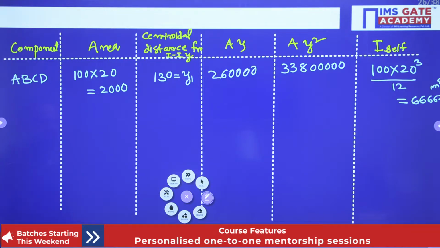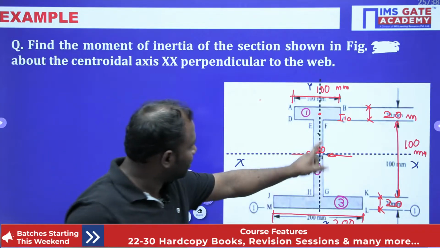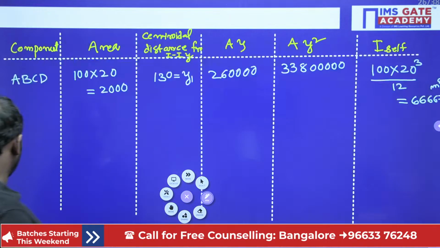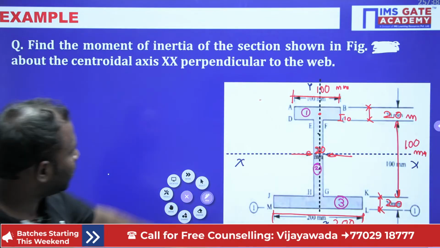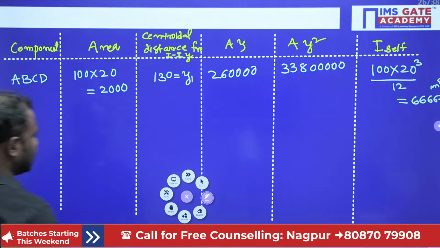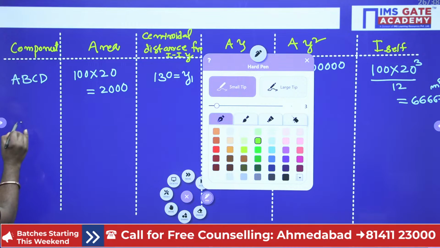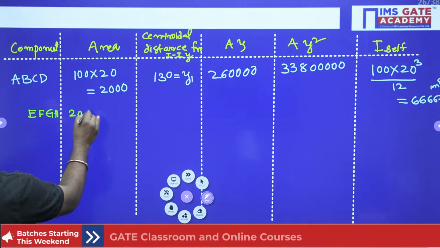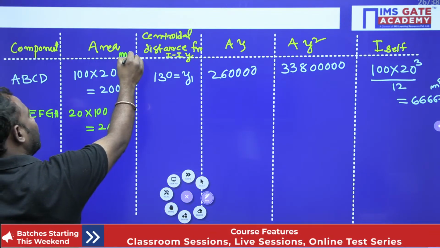Right. Now, similarly, find out the second part. The area of the second part, the width is 20 and it is 100. So, 100 into 20. What's the part name? The second part is EFGH, right? Here it is going to be 20 into 100 again, so it is going to be 2000 mm square. Here only we will write mm square, right?